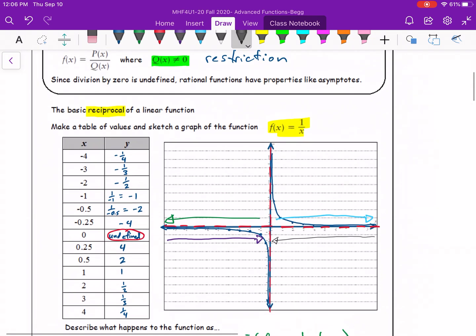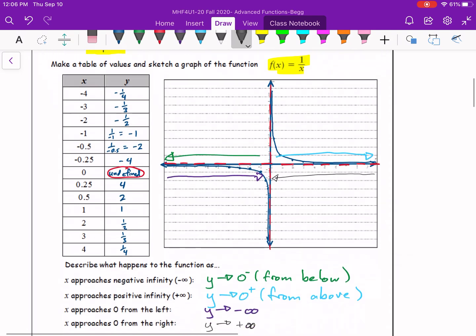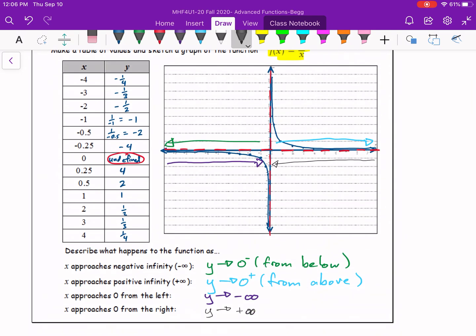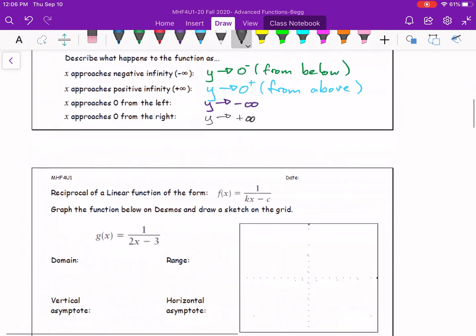Okay, so that's a reciprocal function. It's a type of rational function. That basic shape you want to be familiar with, and you may be already familiar with it.